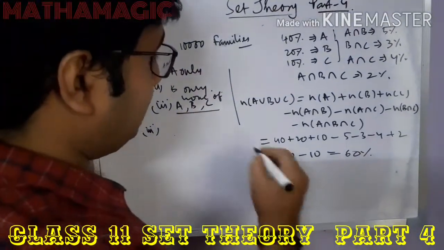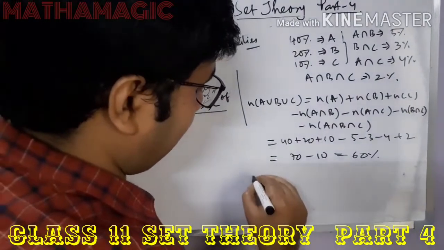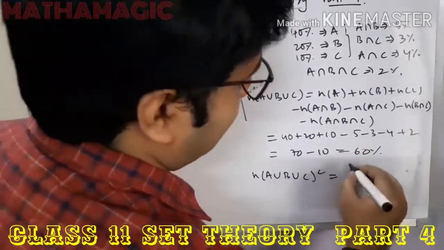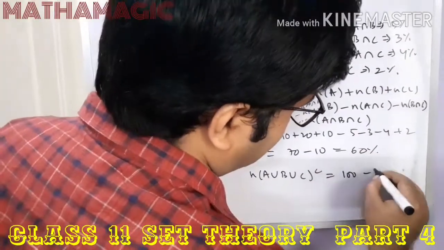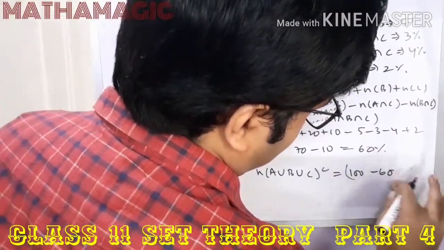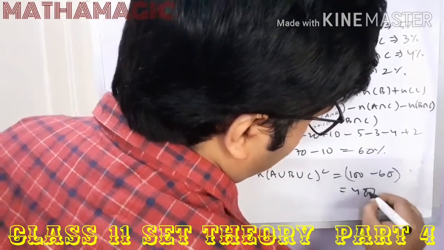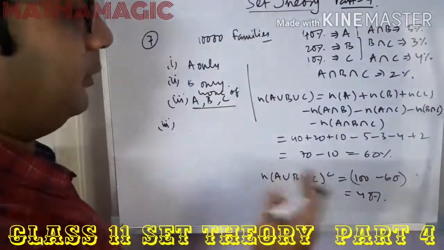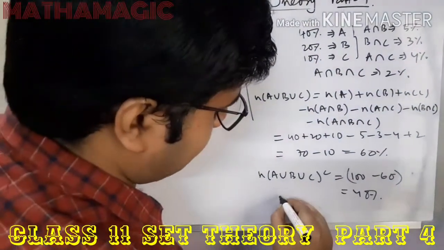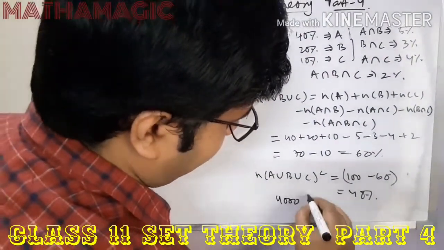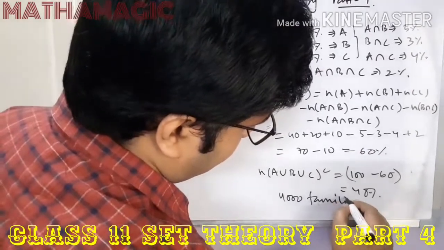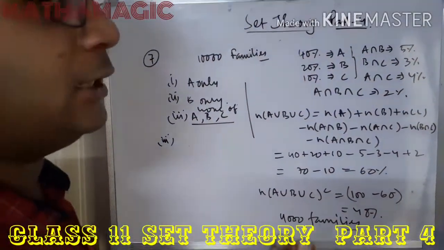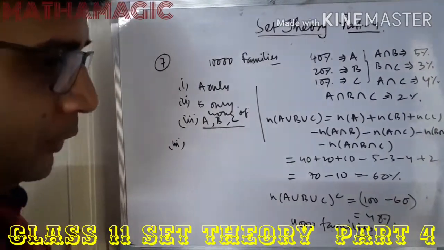So what is the complement? n of A union B union C whole complement is 100 minus 60, that is 40% of the people who do not read any of the newspapers. So 40% of 10,000 families means there will be 4,000 families who do not read any of these three papers.